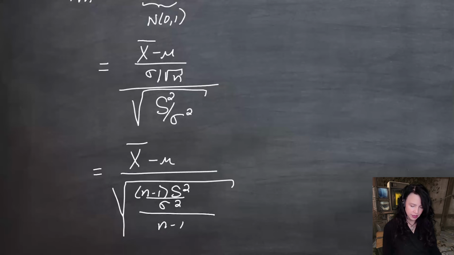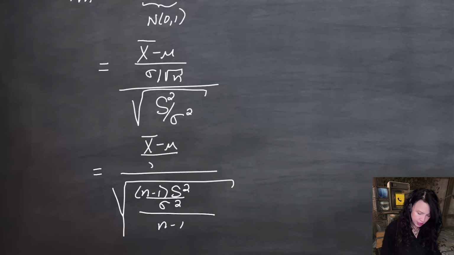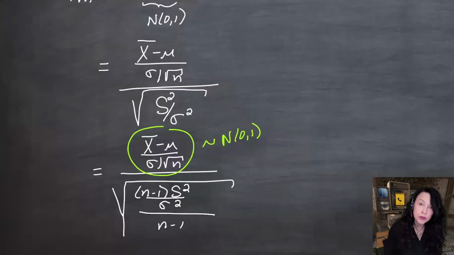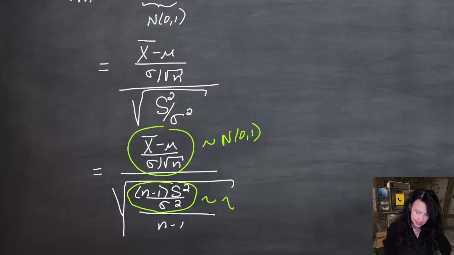Oops, I forgot part of my numerator. This is x bar minus mu over sigma over the square root of n. Check this out. This has a normal 0, 1 distribution. And starting with normals, which is our assumption here, this quantity in here has a chi-squared n minus 1 distribution.